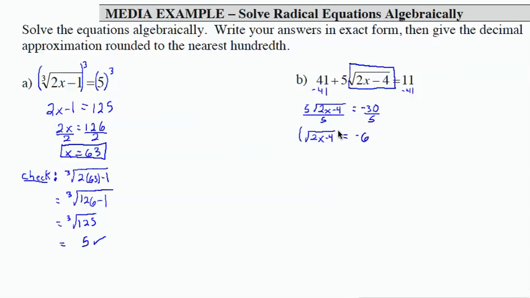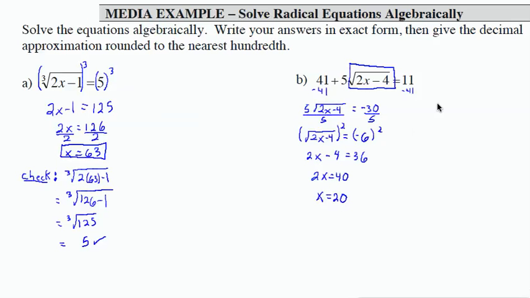Now I'm going to square, which is the opposite of square root. I get 2x minus 4 equals 36. Add 4 to both sides. I get 2x equals 40. Then I'm going to divide both sides by 2, giving me x equals 20. So all looks good. I've obtained the solution.